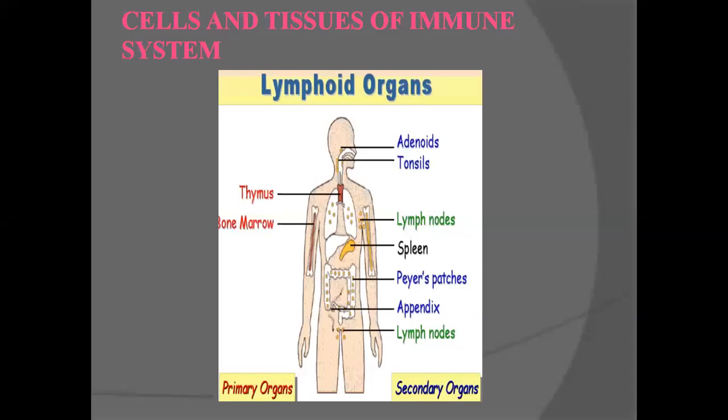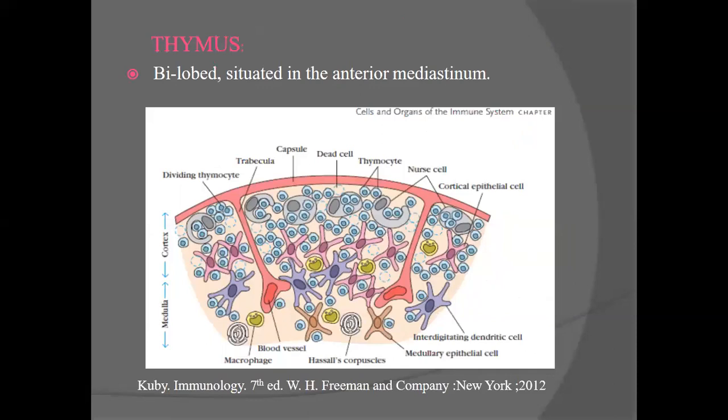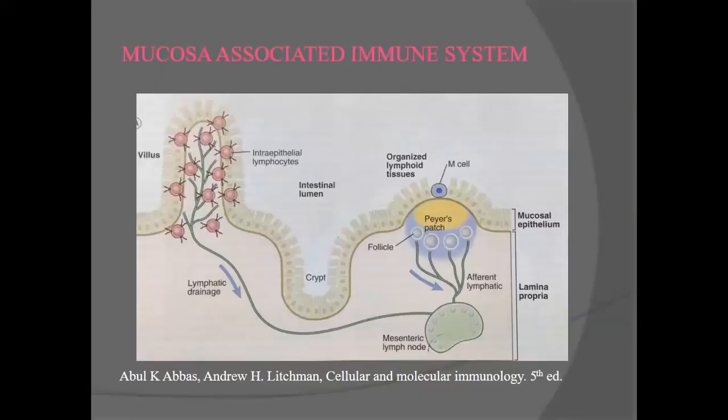These are your lymphoid organs. From adenoids, tonsils, thymus to various primary organs and secondary organs. The primary organ definitely is bone marrow. Secondary are a lot of them: you've got Peyer's patches in intestines, you've got lymph nodes, inguinal, clavicular, you've got so many. Then your bone marrow, the site of hematopoiesis, thymus, lymph nodes, spleen, Peyer's patches.